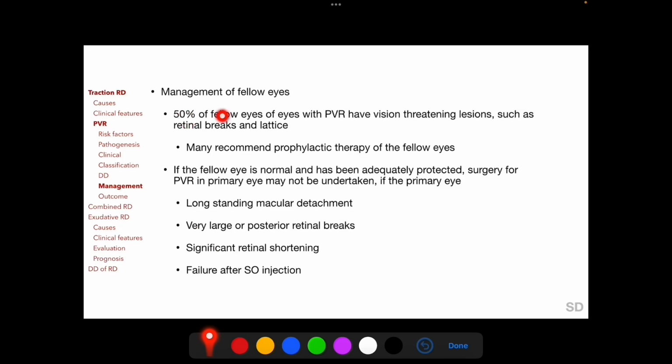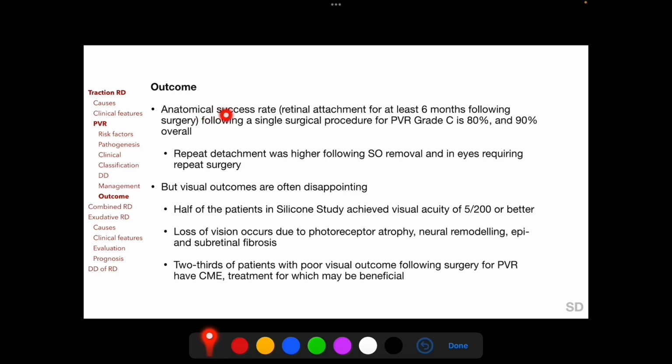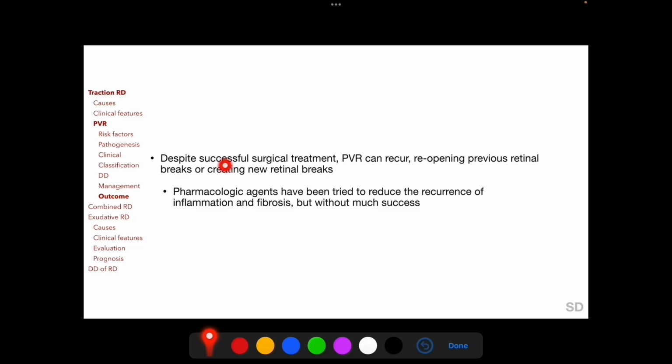50% of fellow eyes of eyes with PVR have vision-threatening lesions such as retinal breaks and lattice, and many recommend prophylactic therapy of these fellow eyes. Anatomical success rate, that is retinal attachment for at least 6 months following surgery after a single surgical procedure for PVR grade C, has been reported to be 80%, but visual outcomes are often disappointing. Despite successful surgical treatment for PVR, PVR can recur, and pharmacologic agents have been tried to reduce the recurrence of inflammation and fibrosis, but without much success.